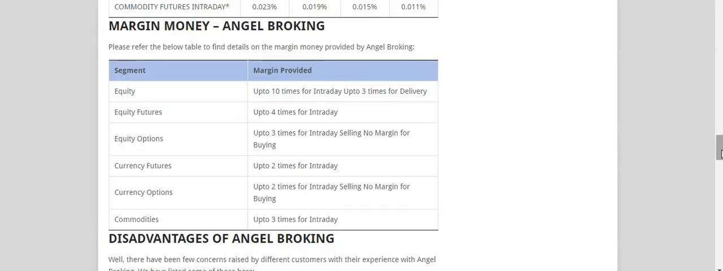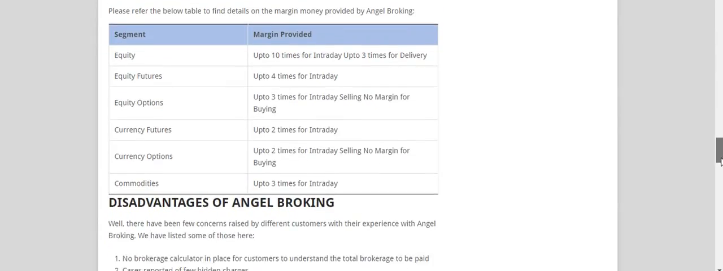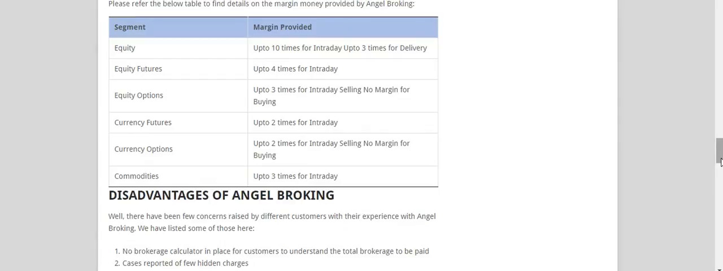Margin money, so this is the leverage, in other words. Basically, how much leverage per segment you can expect from a stockbroker like Angel. You can look at the list. For equity intraday, it provides up to 10 times. So if you're putting in, let's say, 100 rupees, you can trade for as much as 1000 rupees for intraday trades. For commodities, if you're putting in 100 rupees, you can trade up to 300 rupees. This is the leverage that the stockbroker provides from its end so that traders find it easy and can trade with as much money as they want to.